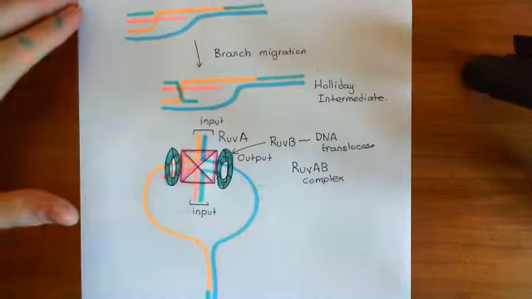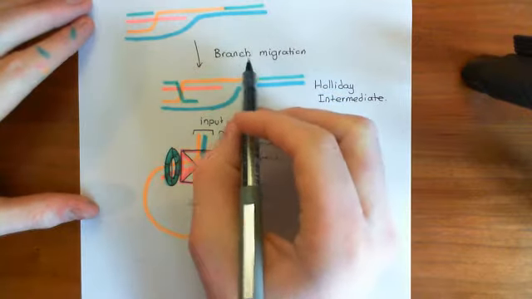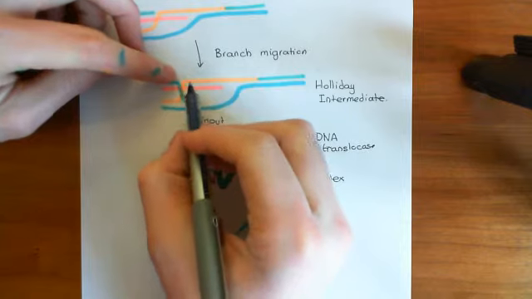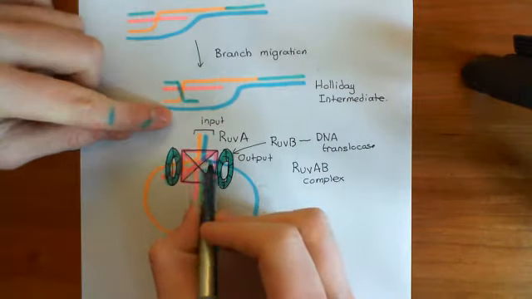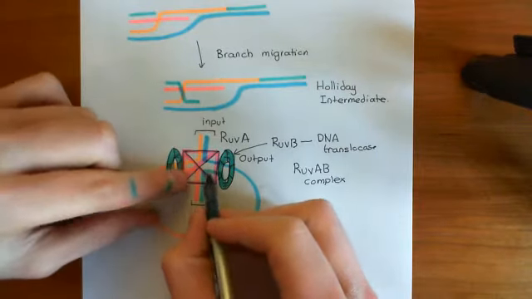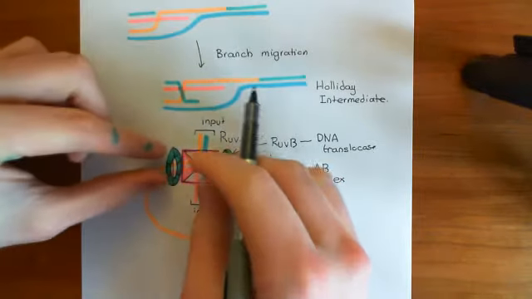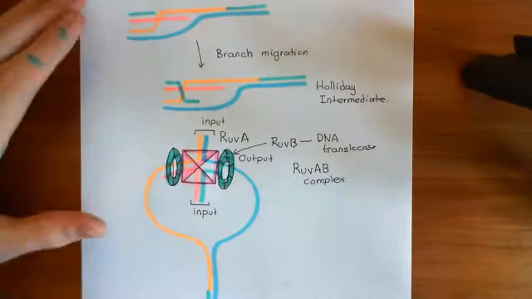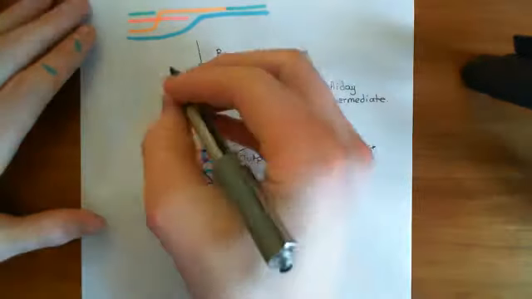So actually, let me just summarize. This RuvB is responsible for the branch migration, basically. It's what's migrating these branches backwards. It's what's responsible for peeling the orange strand away from the blue strand here and then binding it to the red strand. So it's peeling the red and the turquoise strand apart, it's peeling the orange and the blue strand apart and then recombining them together. Okay, so it's responsible for the branch migration. Now, once we've had enough of branch migration, what do we do?